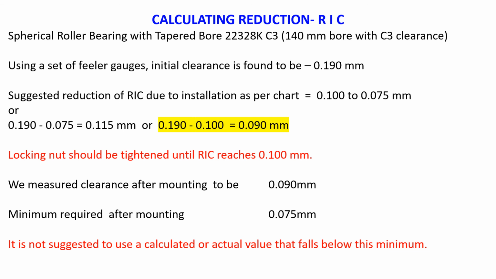Suggested reduction, or RIC, due to installation should be between 0.1 to 0.075 mm, and clearance after mounting should be 0.190 minus 0.1, that is equal to 0.090 mm, taking both maximum readings. So minimum required is 0.075. After tightening the lock nut, the clearance was found to be 0.090 mm. Okay, because it is more than the minimum required.